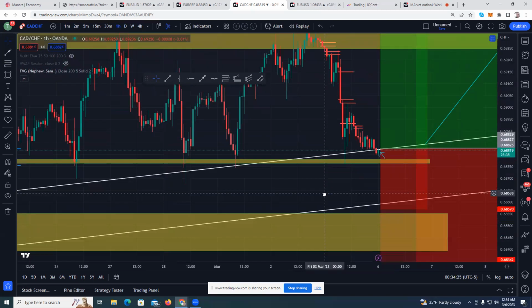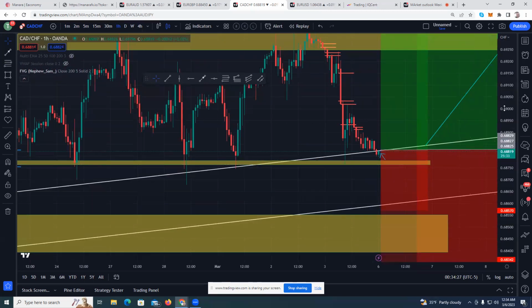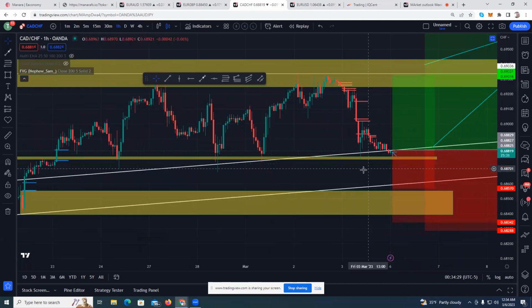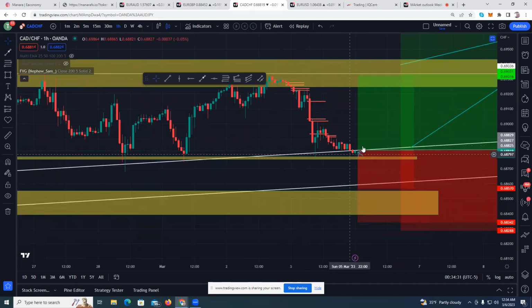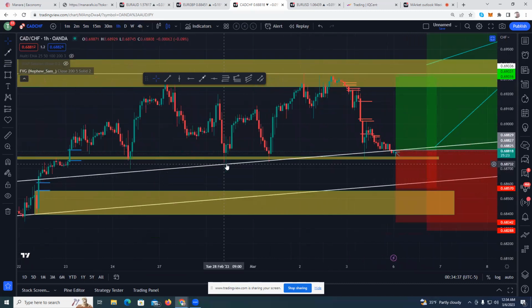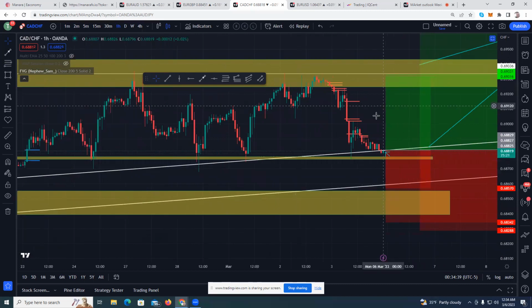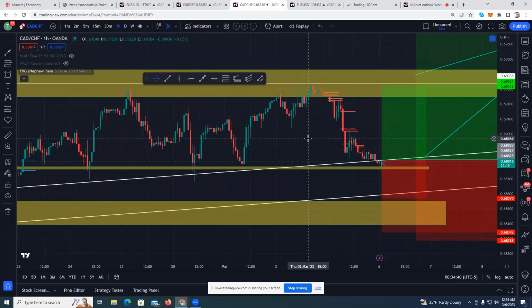So potential 1 to 2 risk to reward here. Not a bad setup on the hour time frame. Looking for an engulfing order block at this area of interest. Why? Because as in the past, we've seen this has been a significant area of interest before price action making a rally to the upside.